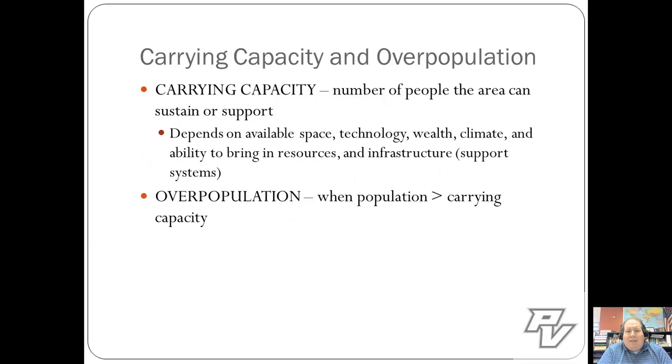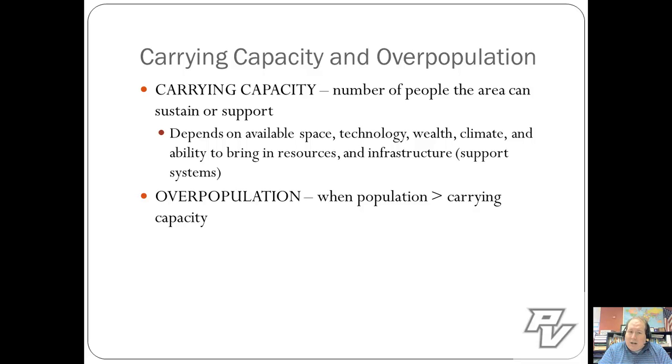Carrying capacity. We didn't discuss carrying capacity as much in class, and we'll get into it a lot more when we talk about agriculture in Unit 5. But what you should know right now is that carrying capacity is the number of people that an area can either sustain or support. It's going to depend on multiple factors. It's going to depend on available space. If a society doesn't have a ton of space, a city like Hong Kong or Tokyo where there's not a lot of room, that's going to have an impact.